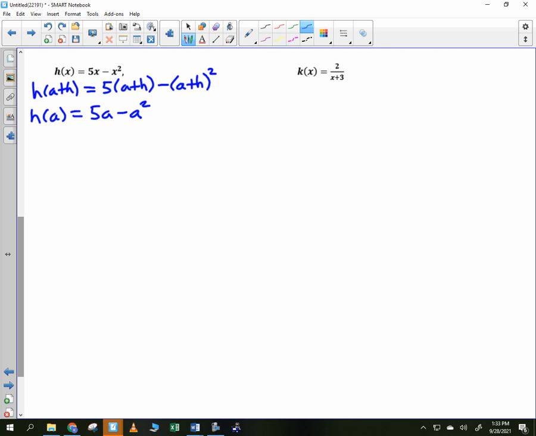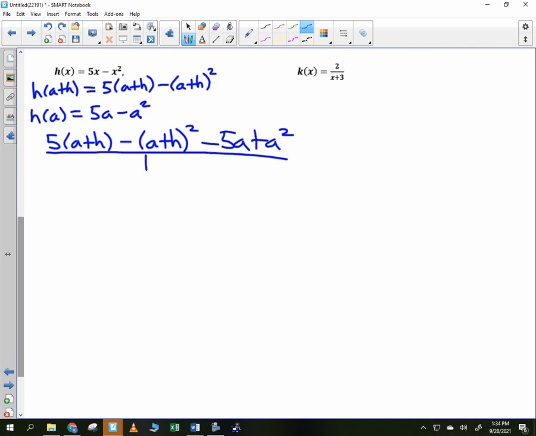So now I'm going to take the top one minus the bottom one all over h. So 5 times a plus h minus a plus h squared. Now we'll do what Marissa said. When we subtract this next piece, will it be a positive 5a or a negative 5a? Will it be a positive a squared or a negative a squared? Positive. All over h.